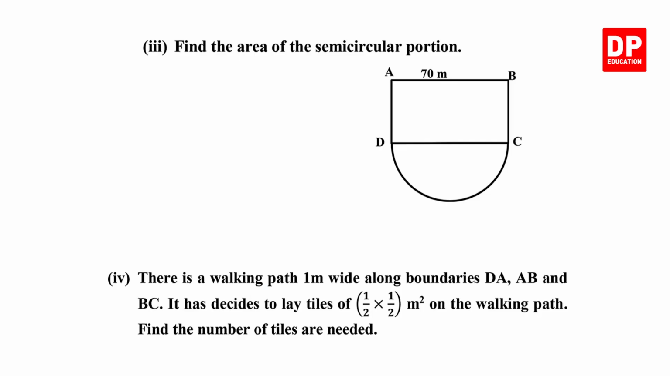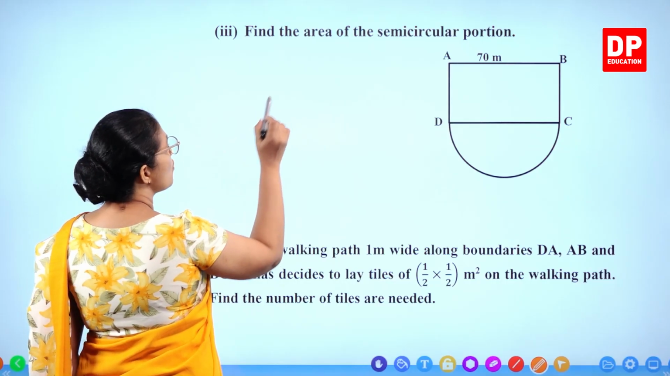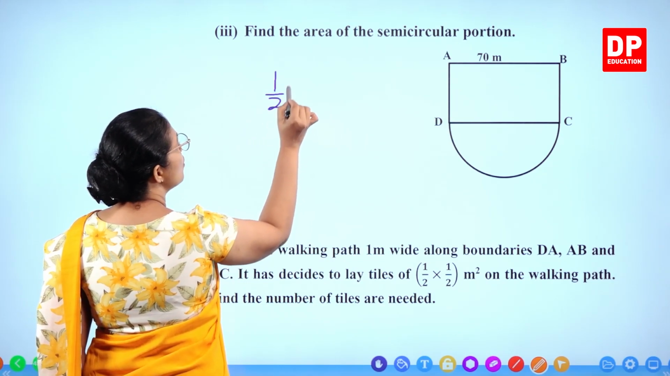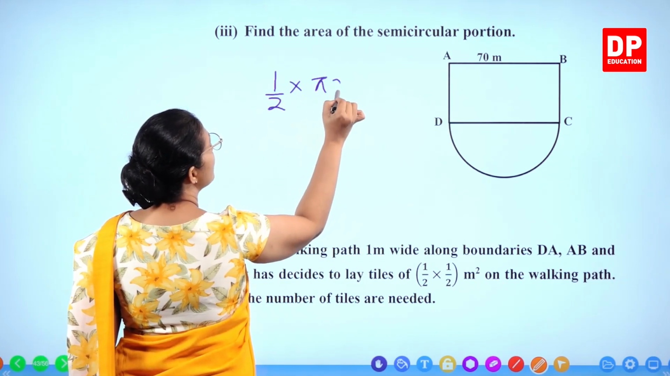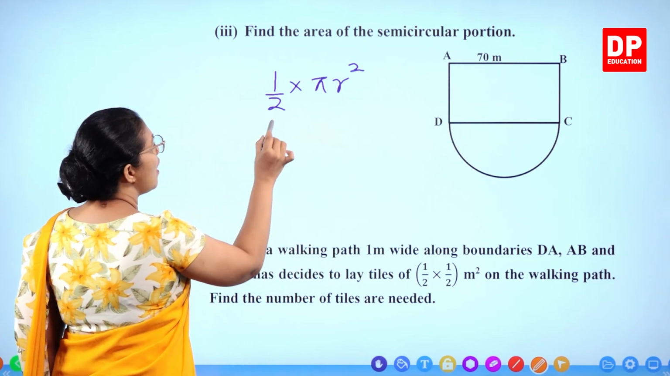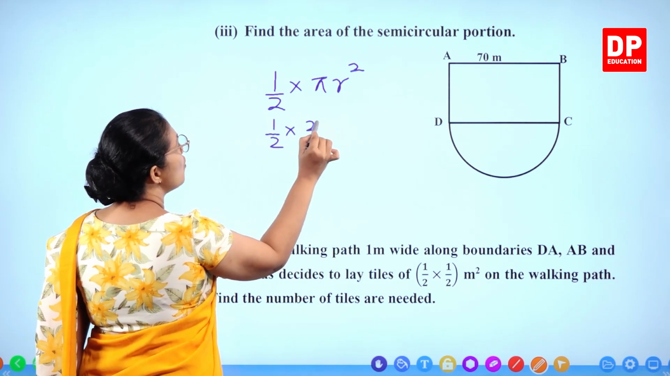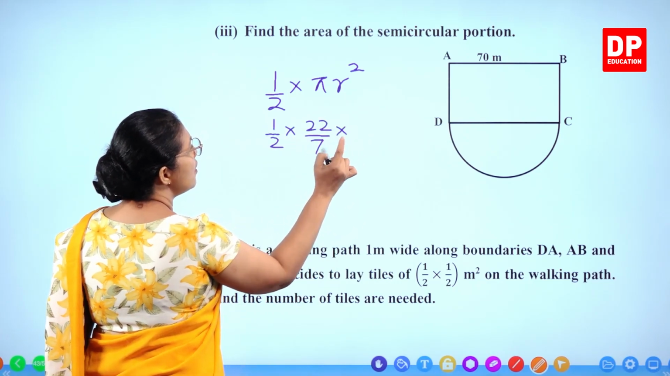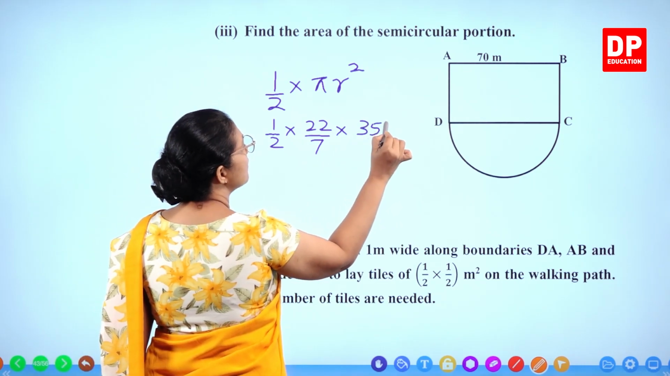Find the area of the semicircular portion. Area of this, so what is the formula? Pi r squared, but you have to divide by 2. Half of pi r squared. Half into 22 over 7 is the pi value. Radius is 35.